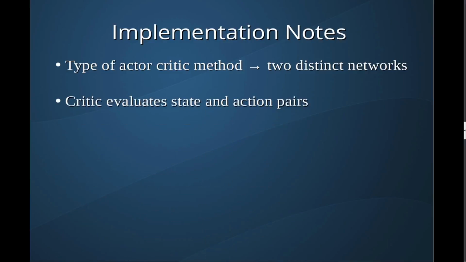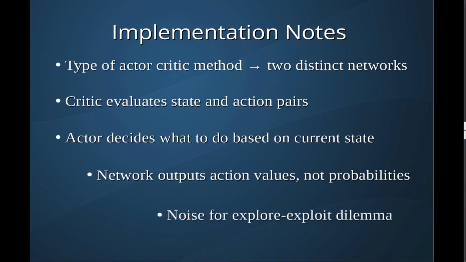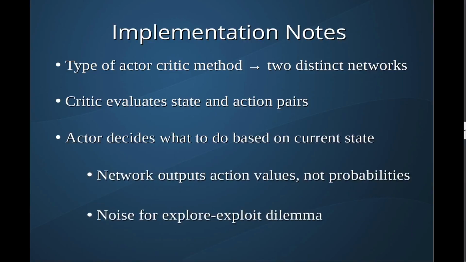The basic idea is that our critic network is going to evaluate state and action pairs, and so we're going to be passing in states and actions, and it's going to say, hey, given that state, the action we took was pretty good, or maybe that action was pretty terrible, we should probably do better next time. And similarly, the actor is going to decide what to do based on the current state or whatever state we pass into it. Something worth noting is that this network is going to output action values.